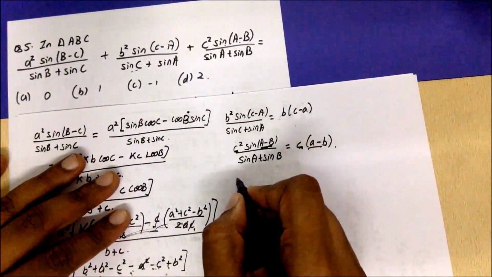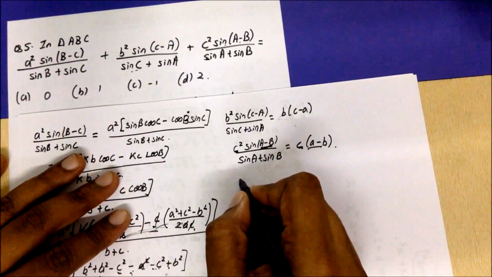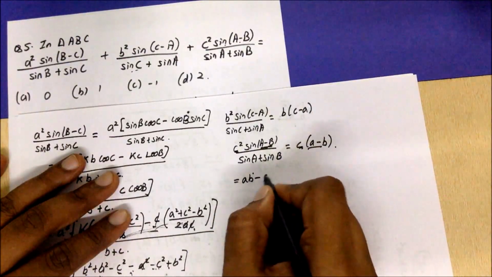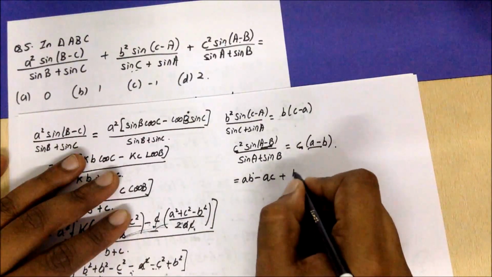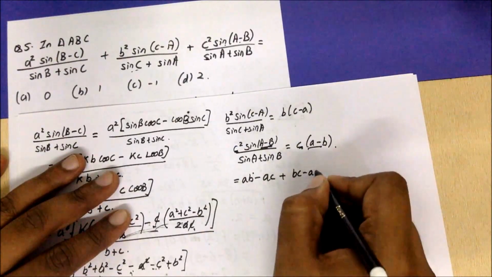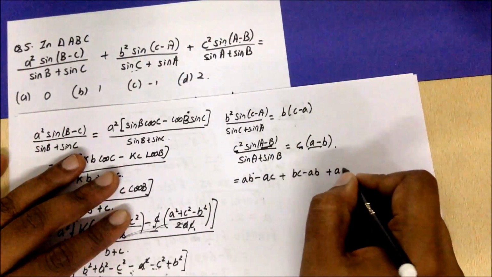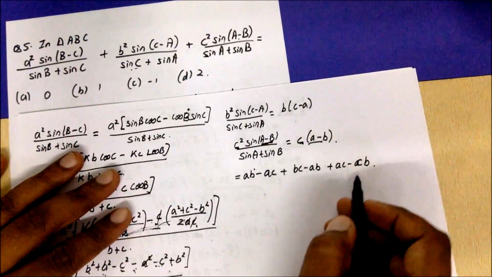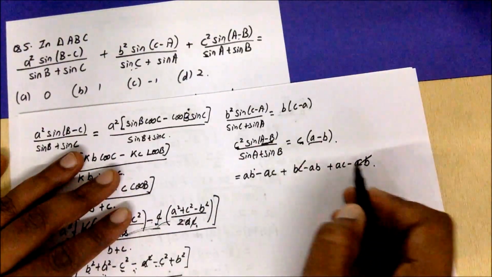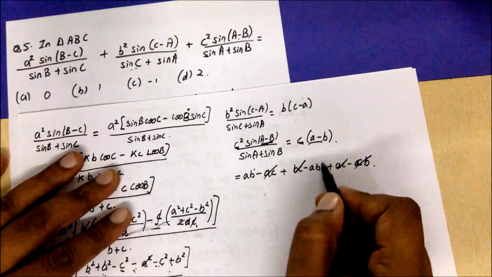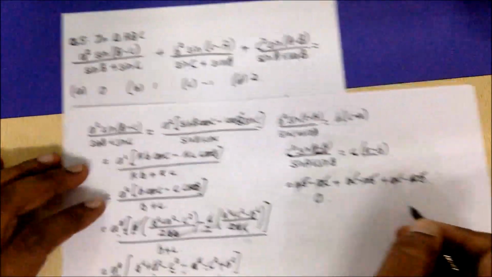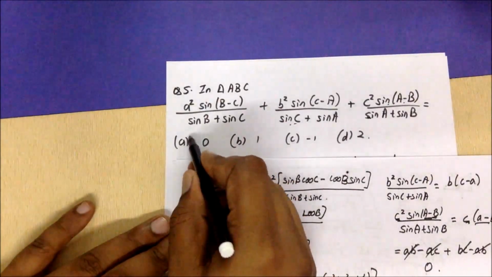So when you're adding all those terms, if you just open the bracket, it's going to be ab minus ac plus bc minus ab plus ac minus cb. What you can see is that cb gets cancelled, ac gets cancelled, ab gets cancelled. So you are landing with only 0. So your option should be option A.